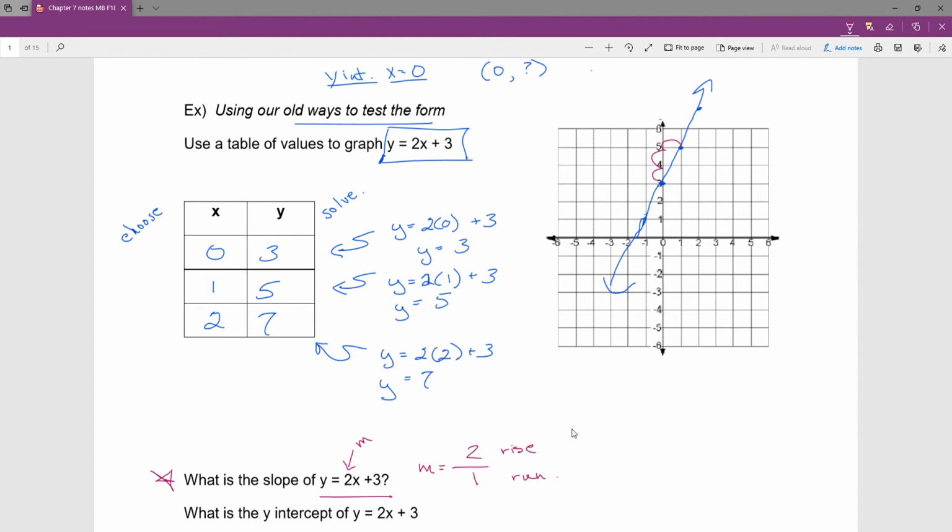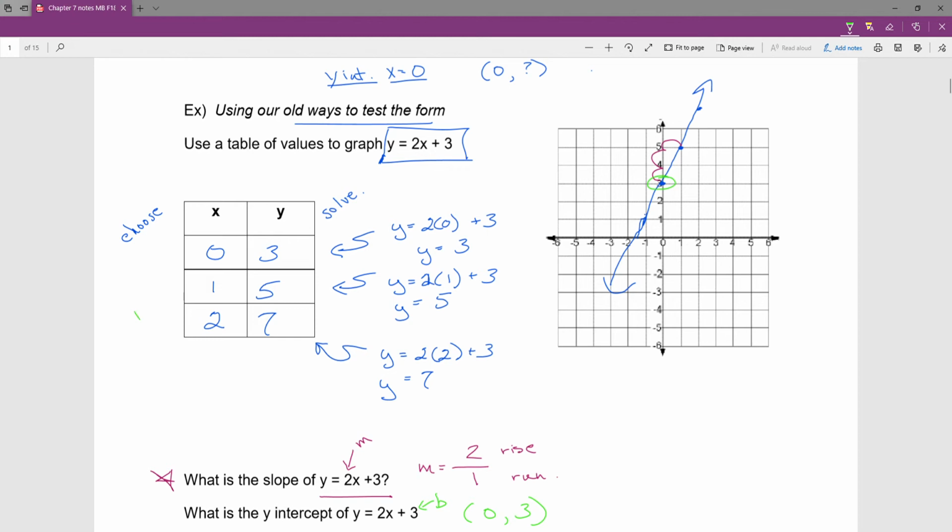The other thing here is, what is the y-intercept? And we can just read that off of the graph. So the y-intercept, if I take a look at it, is right here. So the y-intercept is (0, 3). I can see that my b value is 3 in my equation. And so, they're doing the same thing.